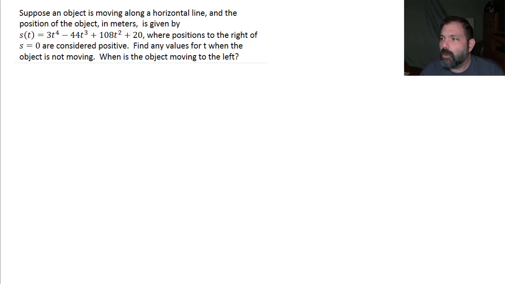Alright, let's pick back up where we left off. Suppose an object is moving along a horizontal line and the position of the object in meters is given by the position function 3t to the fourth minus 44t cubed plus 108t squared plus 20, where positions to the right of s equals 0 are considered positive. Find any values for t when the object is not moving, and when is the object moving to the left.